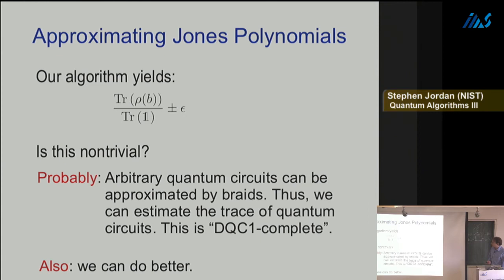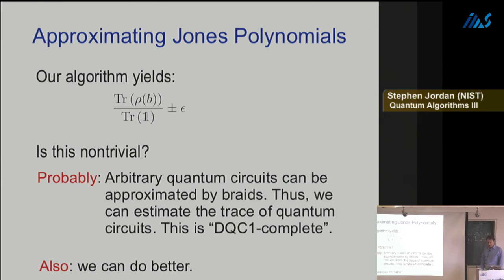There's two ways we know that. One is that we can prove that this trace estimation problem is what's called DQC1 complete. So this is a complexity theory hardness result, which I'll explain shortly. And secondly, there's also another algorithm that we can make, which is better. These two points are my next few slides.